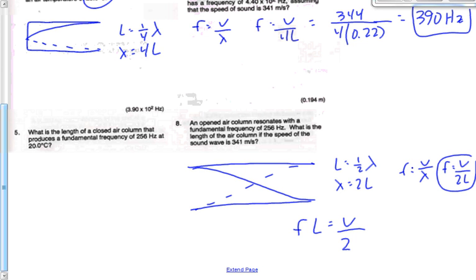How do you get rid of the F there, Ryan? F times L is equal to V over 2. How do you get rid of that F? Good, you divide by F. So L is equal to V over 2 times F.